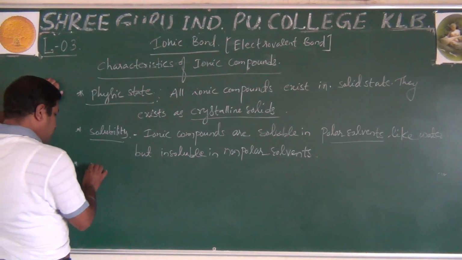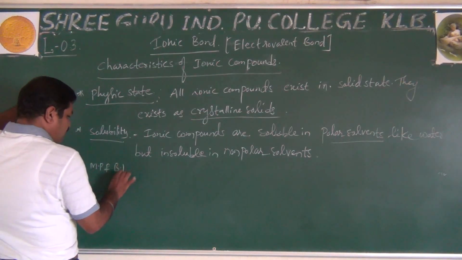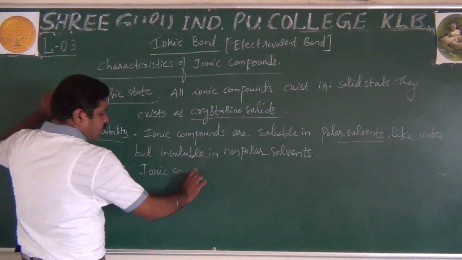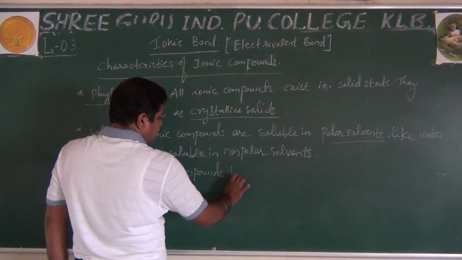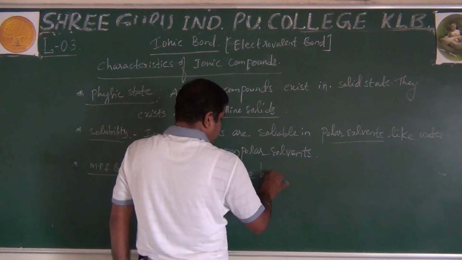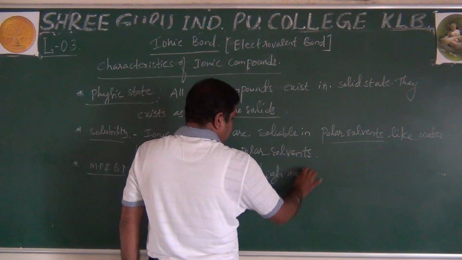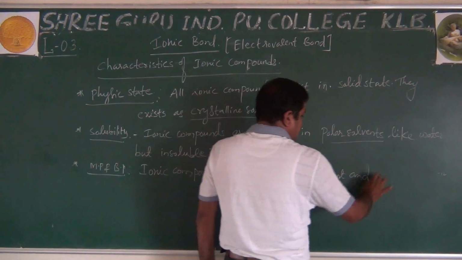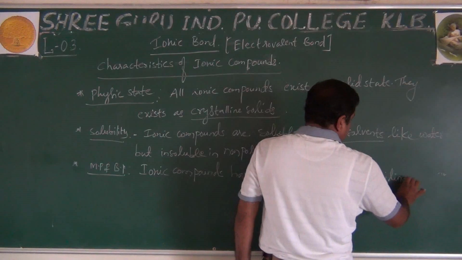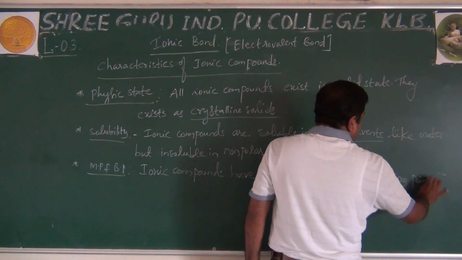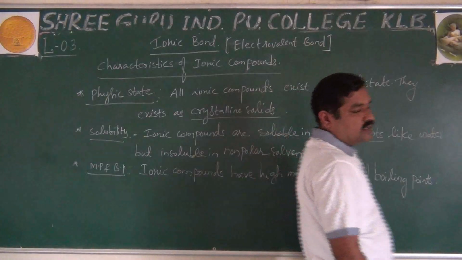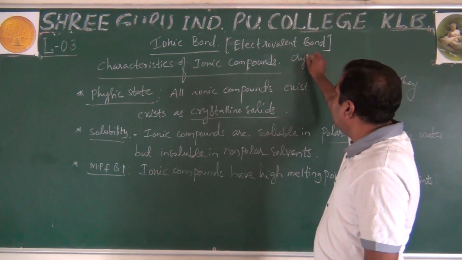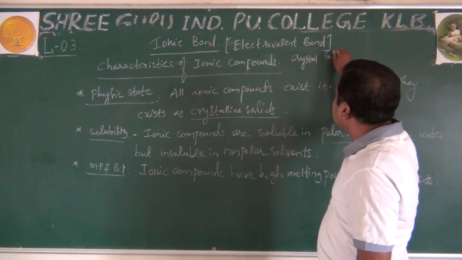And third one regarding MP and BP, melting point and boiling point. See, ionic compounds have high melting point and boiling points. High melting point and boiling points. Why? Because they are held in the crystal lattice. What is the word? Crystal lattice. What is this crystal lattice?